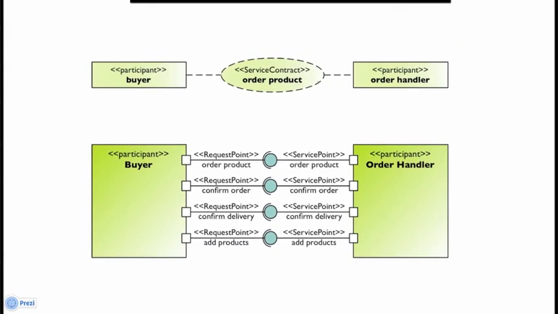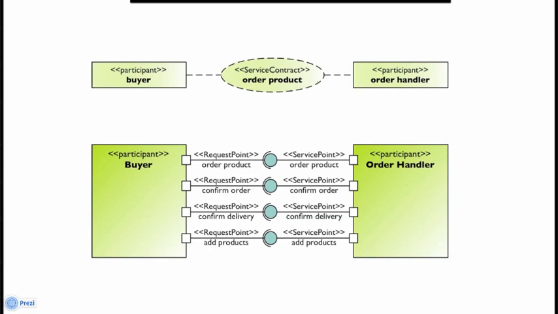So then we use the service contract and the roles involved with that to define some service points that the order handler participant provides. We call these service points order product, confirm order, confirm delivery, etc. The buyer participant consumes the services with what we call request points. This is therefore the logical design of how the service contract called order product should be implemented.